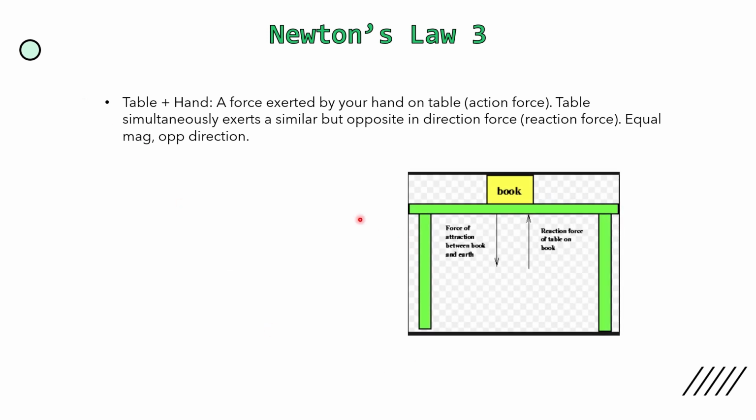Here is a similar example, but instead of your hand, it's the book. You have the book lying on the table, which exerts a force on the table, and then the reaction force being the table on the book.